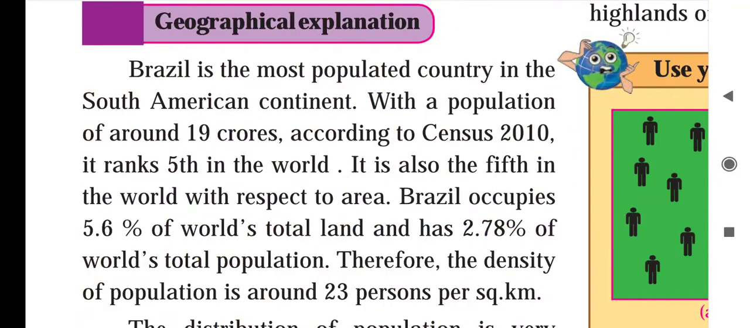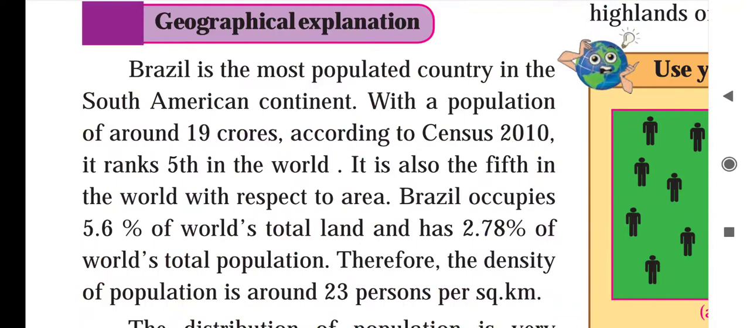Okay, now the geographical explanation. Brazil is the most populated country in the South American continent with a population of around 19 crores according to census 2010. It ranked 5th in the world. It is also 5th in the world with respect to area, means Brazil's rank is 5th area wise and population wise also. Brazil occupies 5.6% of the world's total land and has 2.78% of the world's total population.